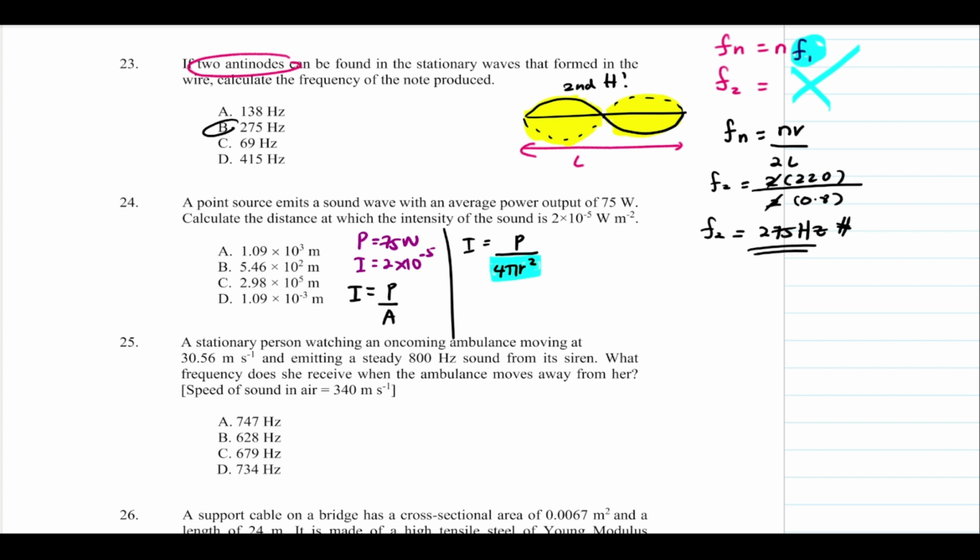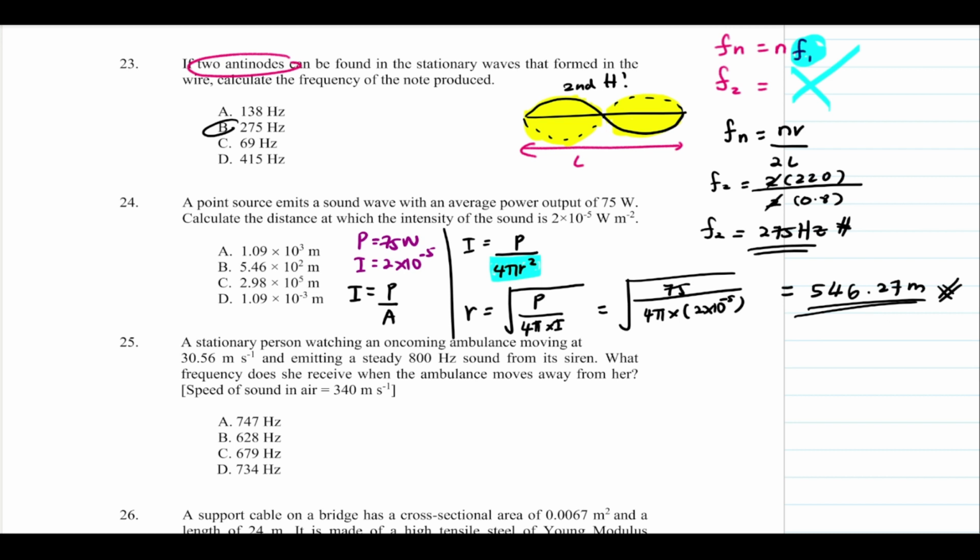Okay. So kita nak kira R kan. So kita tulis terus R equal to square root P over 4 pi darab dengan intensity dia. So sama dengan, kiralah power dia dah bagi tadi 75, 4 pi darab intensity. So you akan dapat R 546.27 meter. Okay, so the answer is B. Boleh?